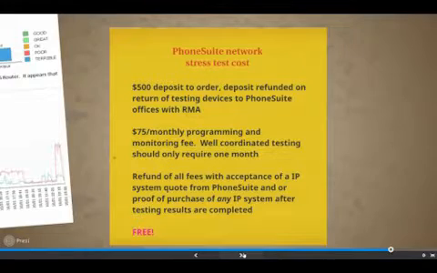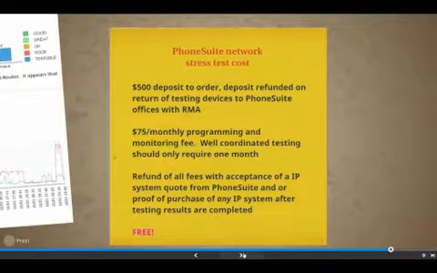So how do we do all this? It's pretty simple. We try to make this very easy so people can take advantage of it. We have a cost in the devices, of course. So we do ask for a $500 deposit, and that deposit is refunded when the devices get back to us here at PhoneSuite. Typically, this kind of testing would take a month or less, so we charge a fee of $75 a month. That helps us pay for the programming of these devices, talking with you and providing those reports. Again, it should only take a month or less for this to be completed.